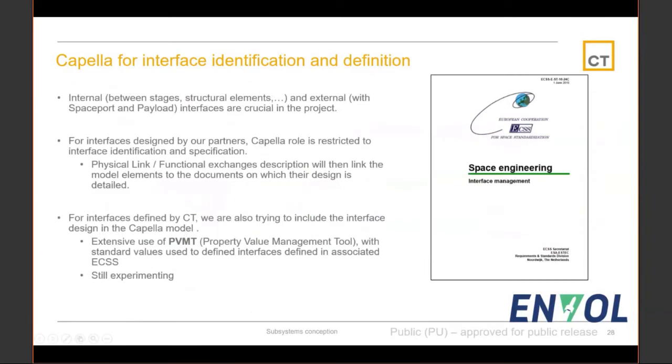There is also a second aspect of Capella use: interface identification and definition. In our project, there are two interfaces that are very crucial. There's the one with our customers with the payload, and the second with an important stakeholder, which is the spaceports, the launch site. The main important step for this interface management is first of all the identification, and that is one of the main capabilities of Capella, to easily identify the interface through physical links and physical exchanges. There are also lots of features to automatically generate one from the other, to generate a functional exchange from a physical link, or more actually create a physical link from a functional exchange. There is a lot of automation that helps us to be more predictive.